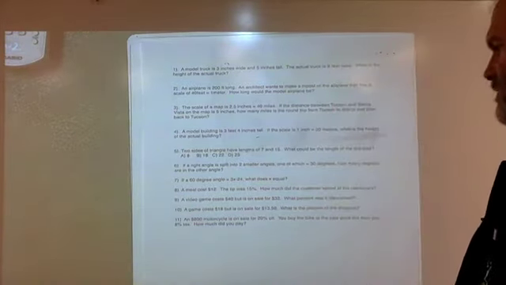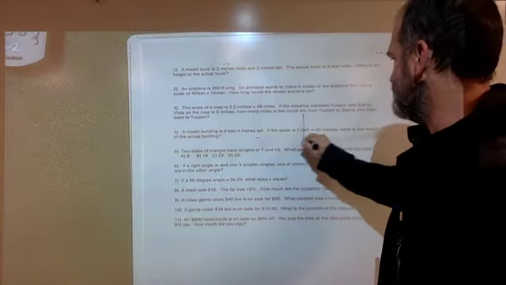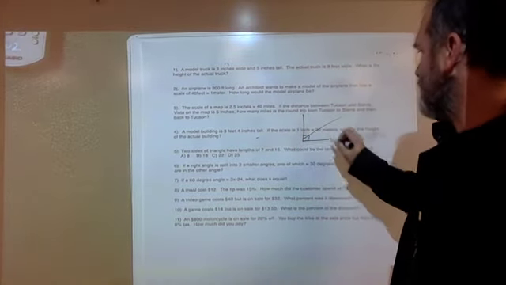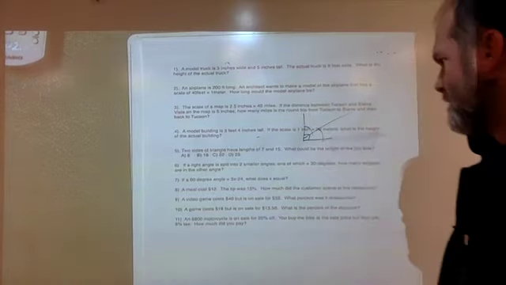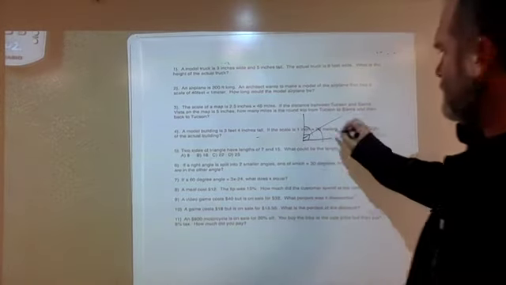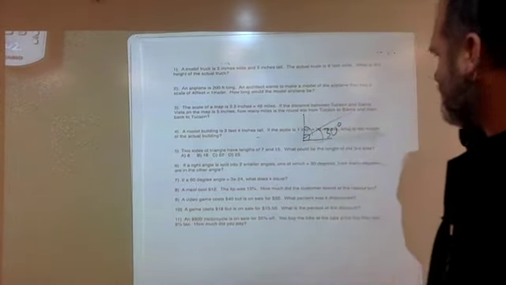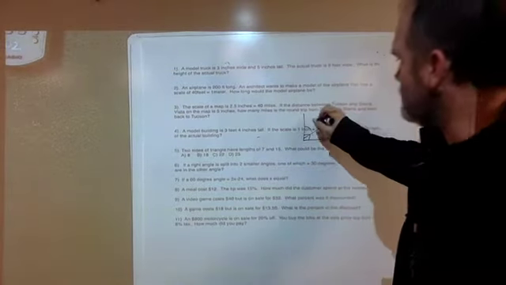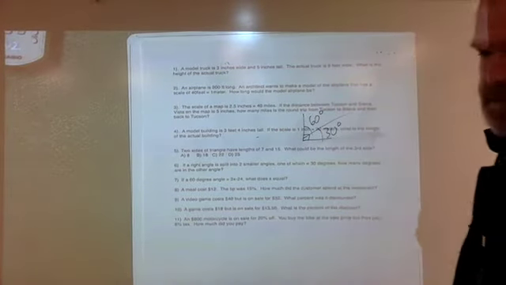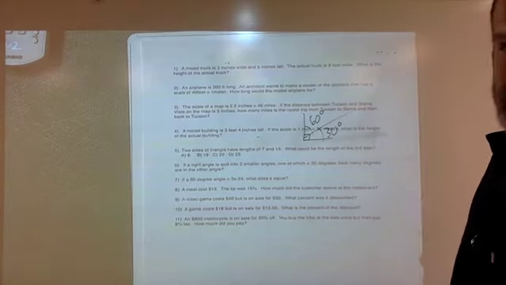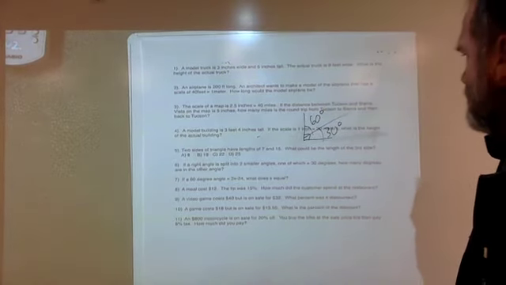If a right angle is split into 2 smaller angles, here's a right angle. You split it into 2 smaller angles, this one and that one. One of them's 30 degrees. How much is the other angle? Well, it's 60 degrees because you still got 90 degrees there. You just split it into 2 parts, so they have to add up to 90.